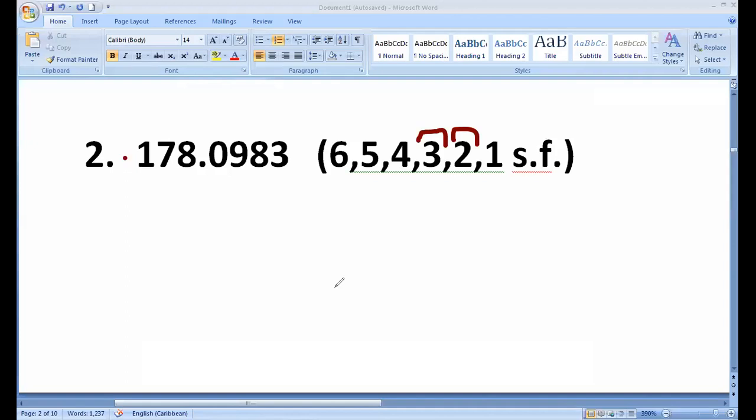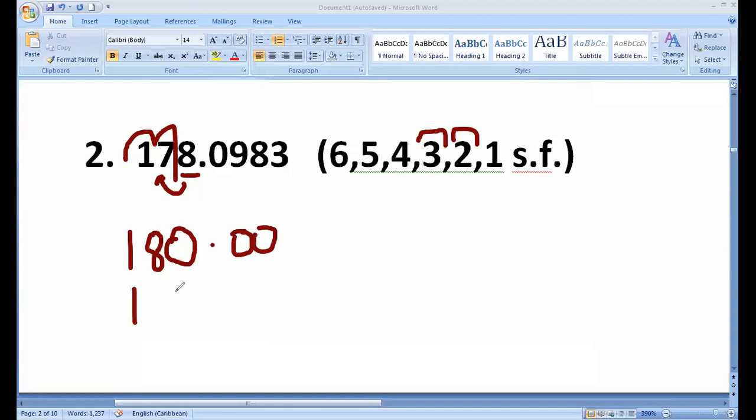Okay, for two significant figures, you move from the left, that is 1, and you go in between the 1 and the 7. Are you sure it's 1 and 7? No, sorry, between the 7 and the 8, my apologies. Because the 8 is more than 5, you add 1 to the 7. So you will have 180. All right. If you have 180, it's okay.